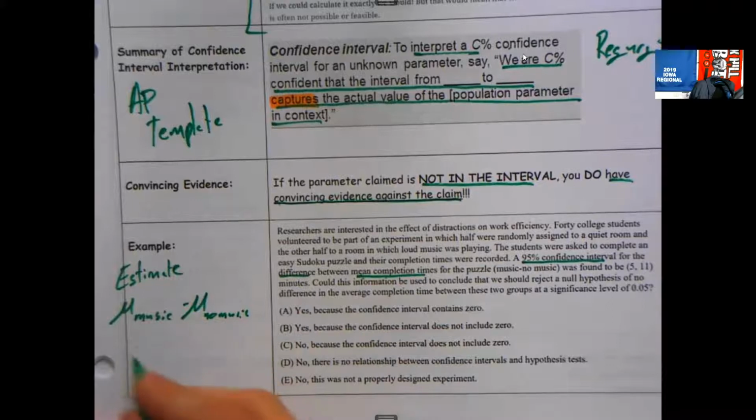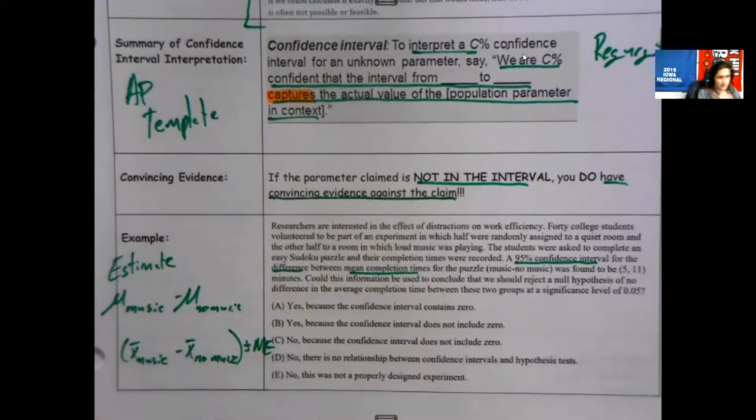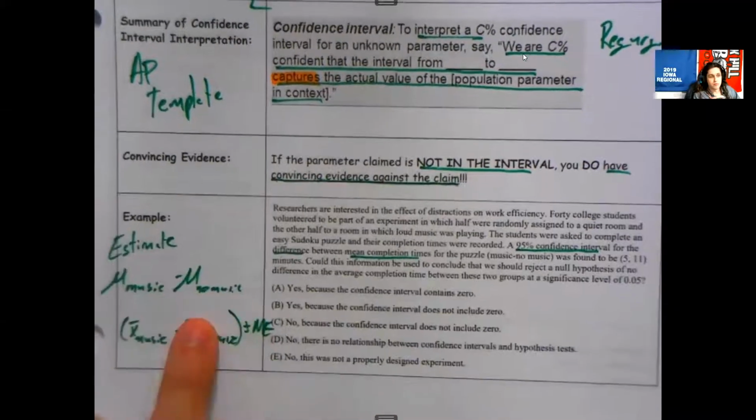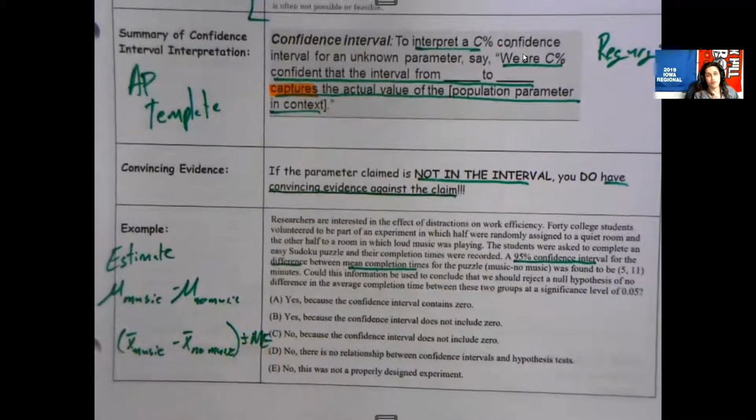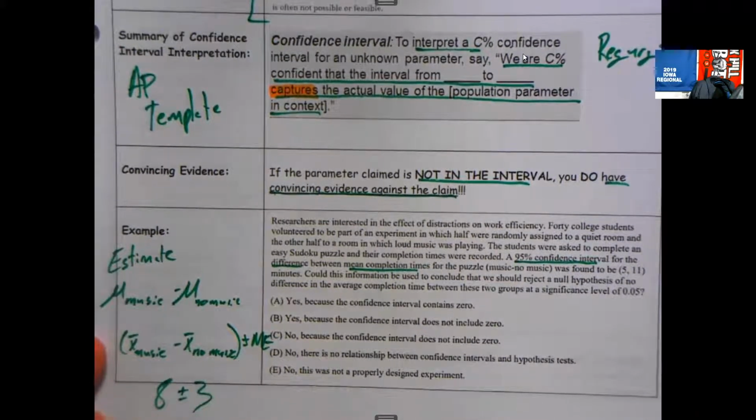So we would have made this interval by doing x bar music minus x bar no music plus or minus some margin of error that we don't know about, right? So we're trying to estimate mu music minus mu no music. We can't know that true difference in means unless we talk to everybody, sample everybody. Okay, so we didn't do that. So we have to do it this way, and we get 5 to 11. So that's like 8 plus or minus 3. The estimate's 8 plus or minus 3.